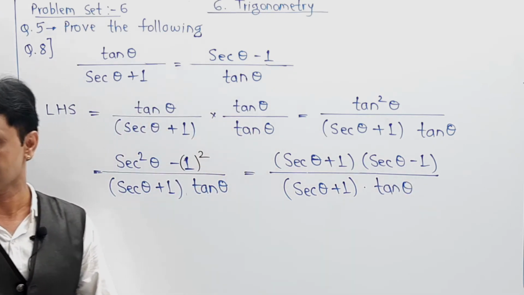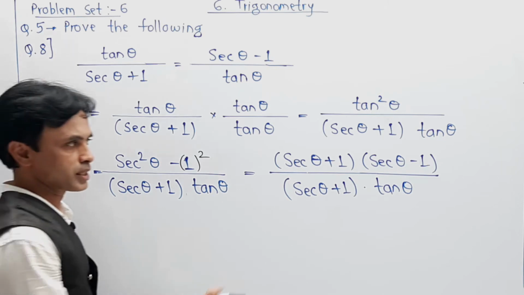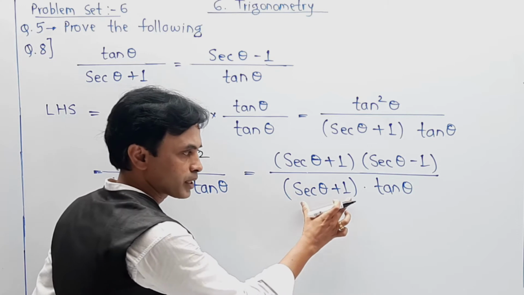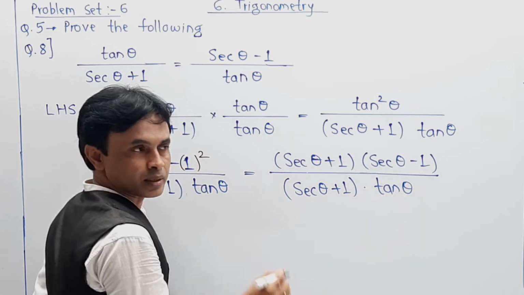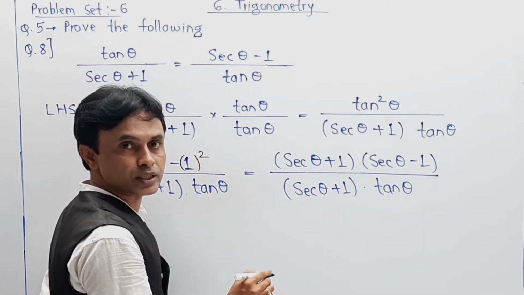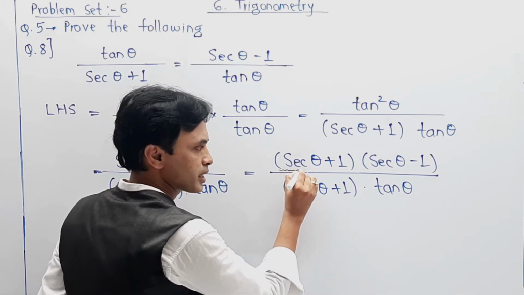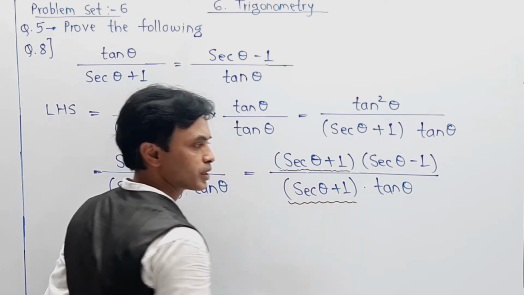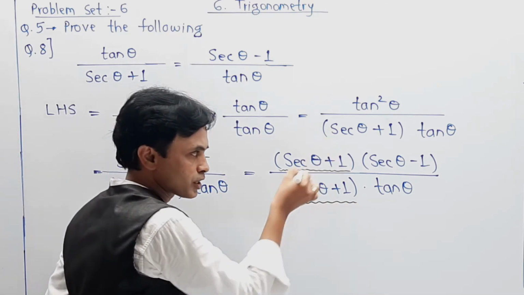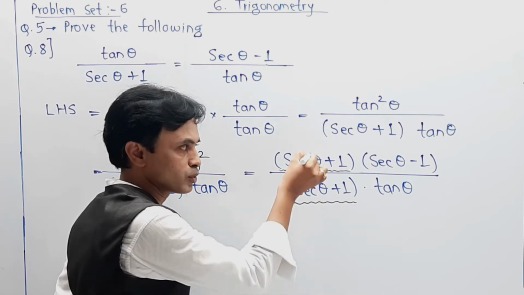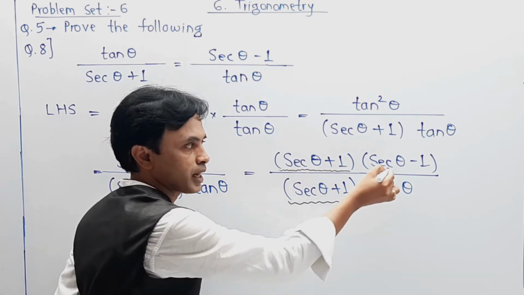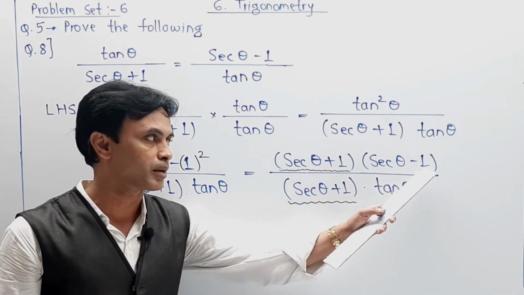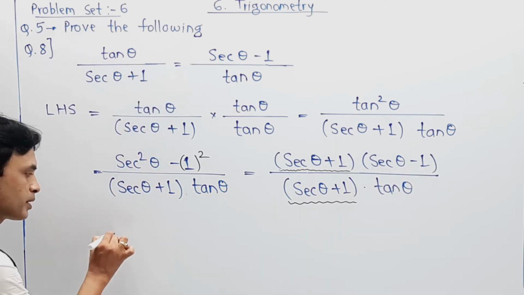Now this numerical is simple for you. How? Pay attention. In the numerator it is first bracket into second bracket, and in the denominator first bracket into tan theta. Both parts are in product stage. Sec theta plus 1 is a bracket in the numerator and sec theta plus 1 is a bracket in the denominator. You just have to cancel. Just observe it and make the cutting, and the remaining portion is sec theta minus 1. So I am writing that part.